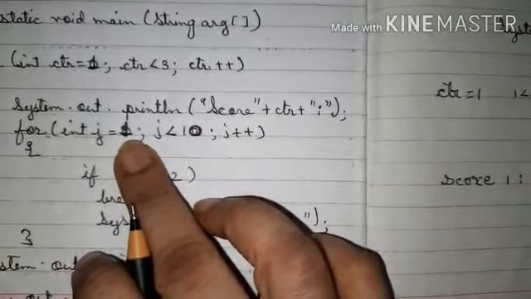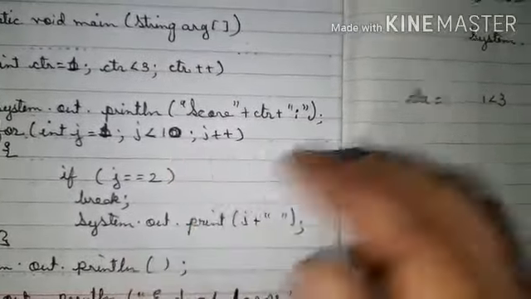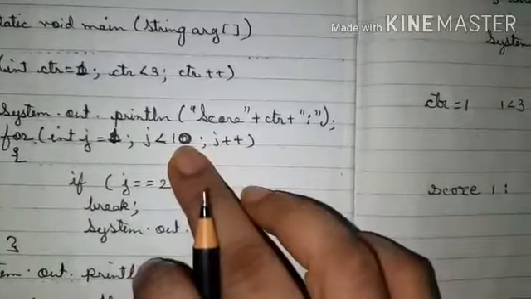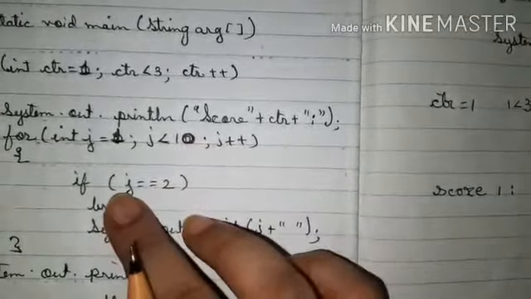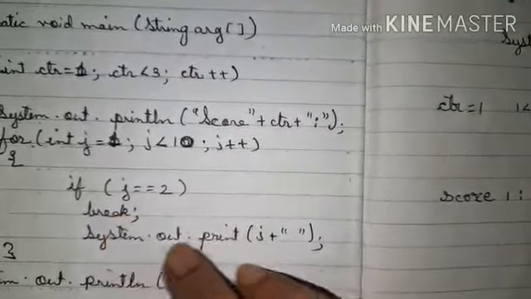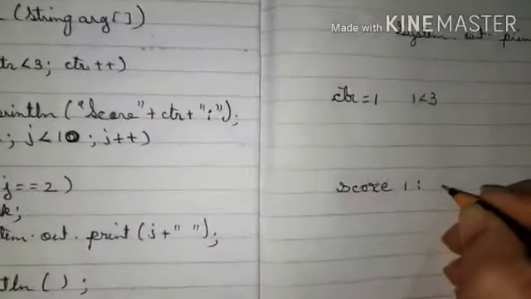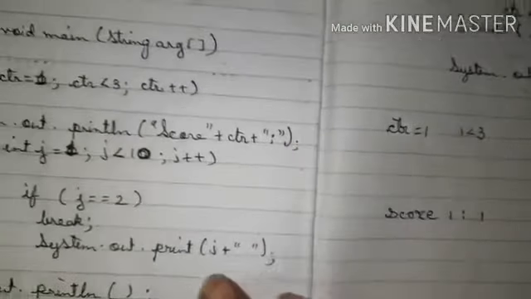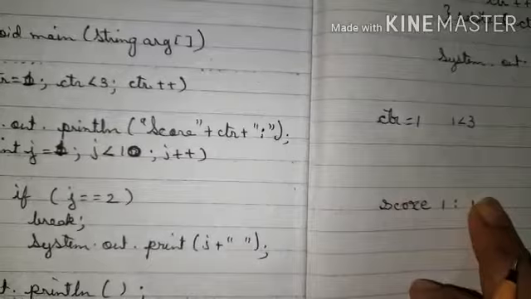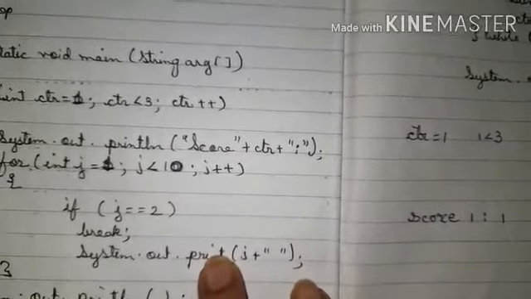So J is 1, J is less than 10. Yes, J is 1, so it is less than 10, condition true. So it will come here, J is not equal to 2, it is 1. So it will not execute the break statement, it will come here and it is going to print J. J is 1, so it will print J 1 and a space. See, your print is written, so it will be displayed one after another.